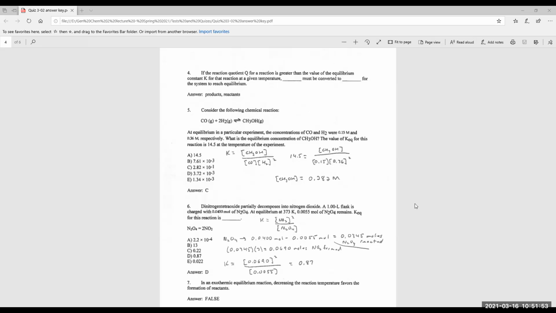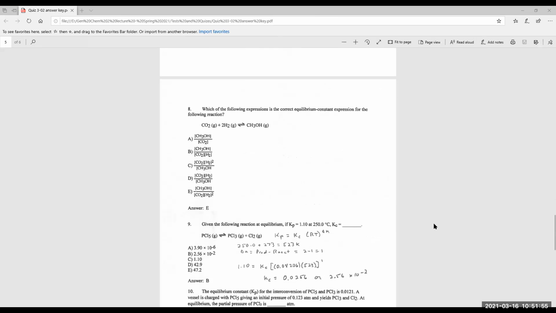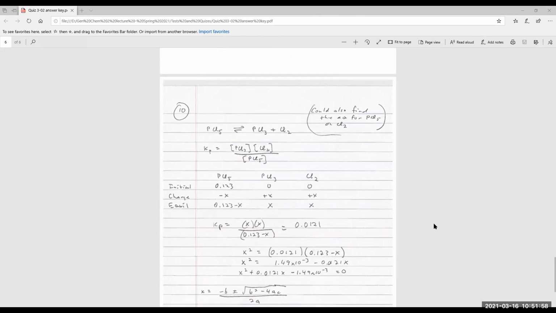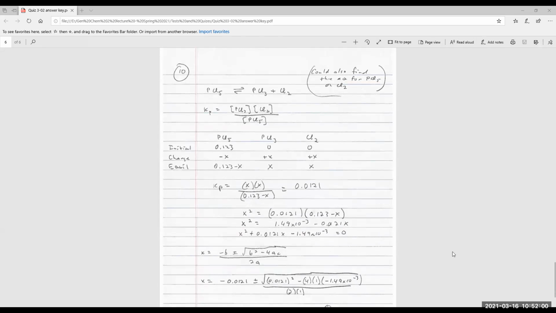Then the last one, sorry, I didn't advance that. The last one is equilibrium constant, Kp is given, it's 0.121. We have an initial pressure of 0.123 for the PCl5 charge. And then we want to calculate what the partial pressure of PCl5 is in atmospheres.